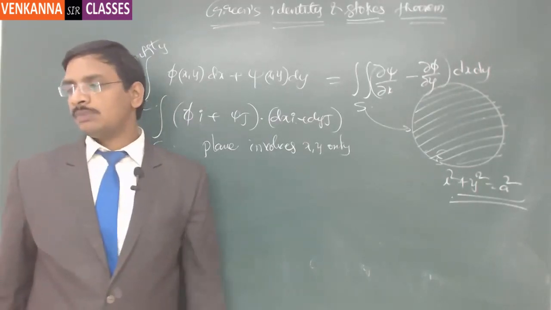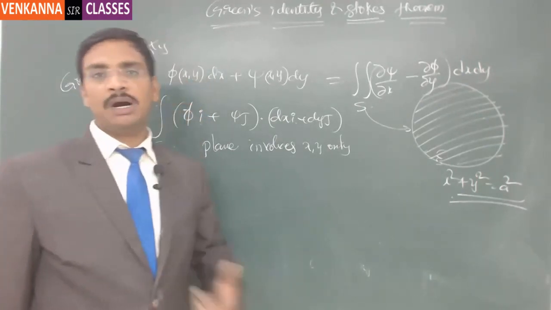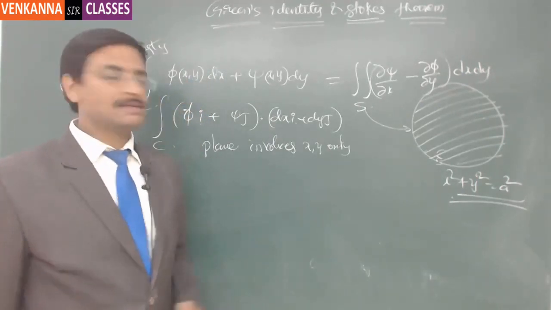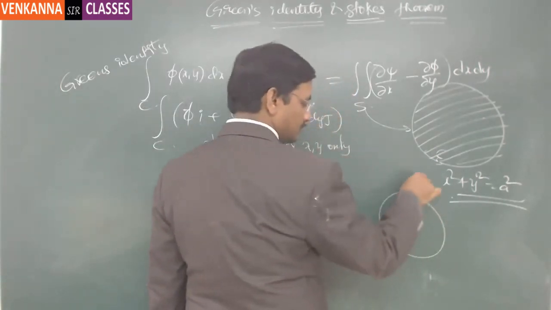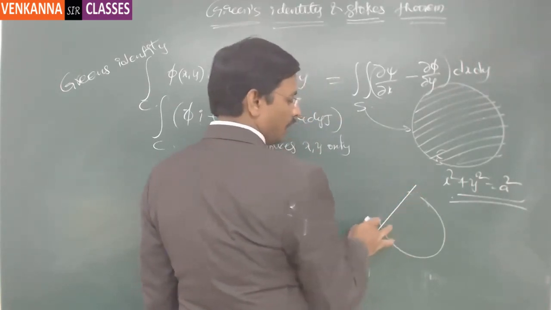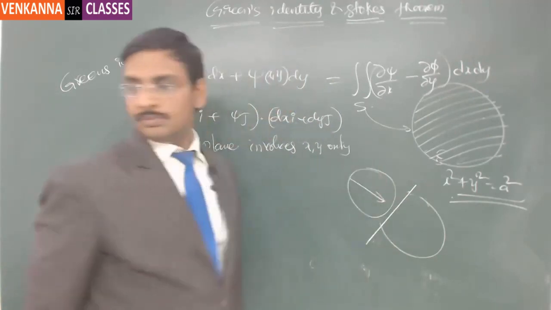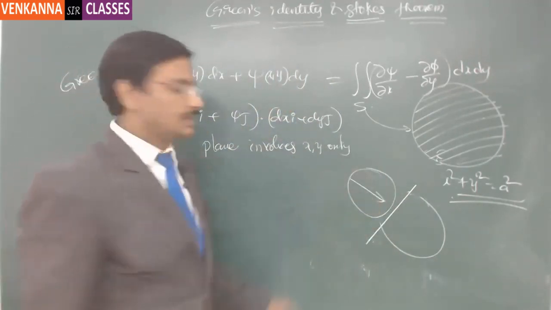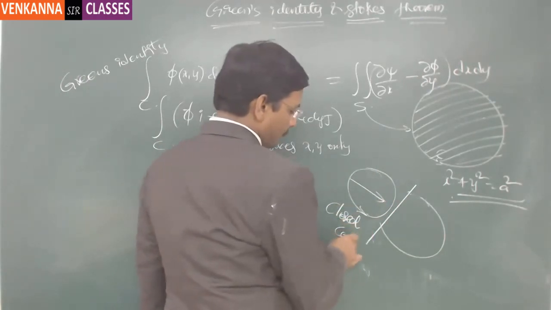And the Stokes theorem talks about this: suppose there is a 3D surface, let us say a ball. Now if you cut one side, suppose I have cut this 3D surface like this, and I have removed this particular part. Obviously, if I look from this side, I am going to see a circle like this, and this circle is a closed contour.